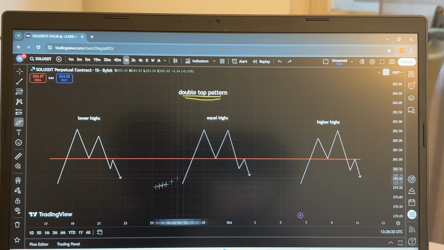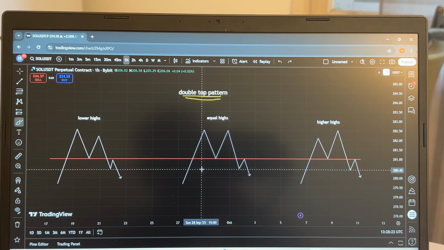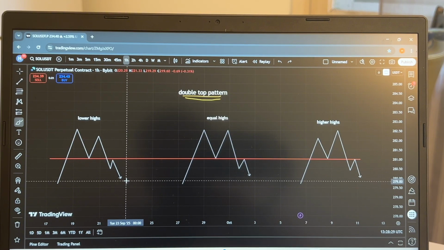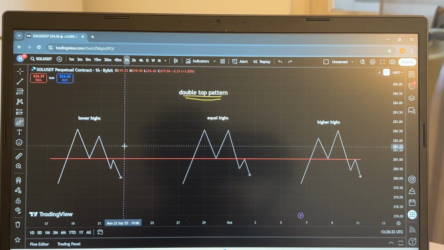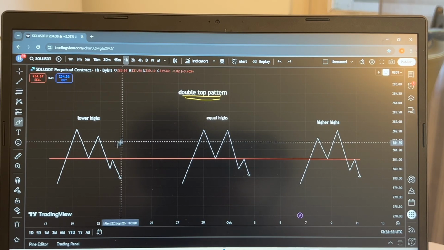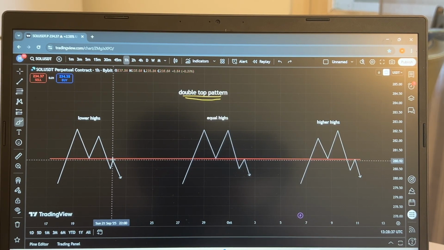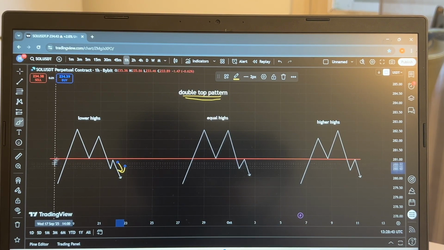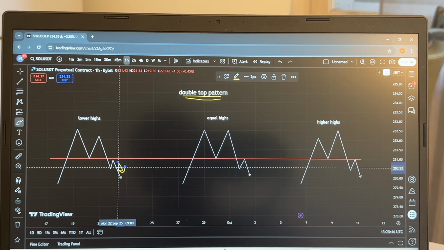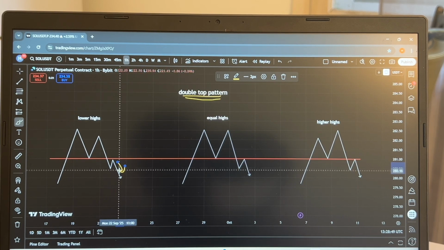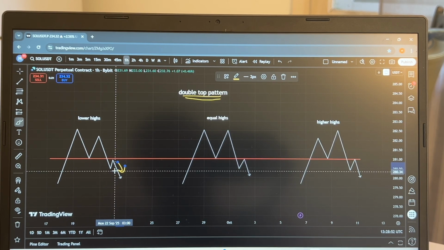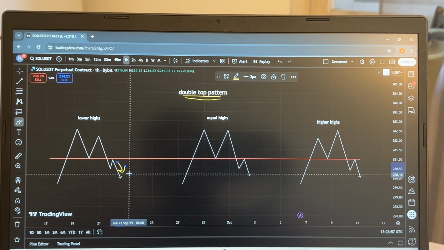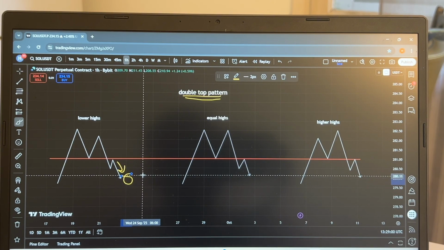Like I told you before, retail trading is not 100% guaranteed, because there is a percentage of this going down and there is a probability of it going up as well. A double top pattern means that it's a reversal pattern. Initially it was in an uptrend, and after these two highs, it's going to be in a downtrend.